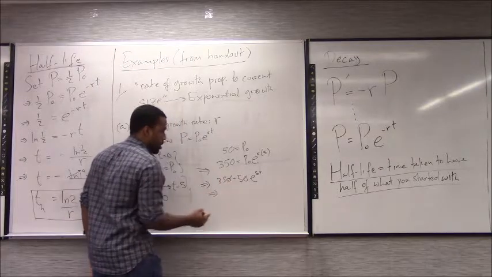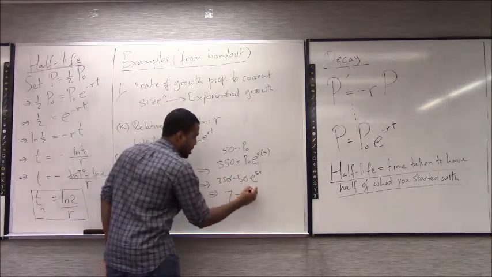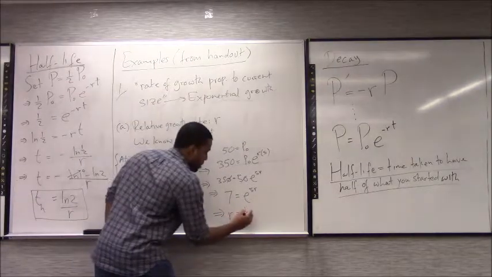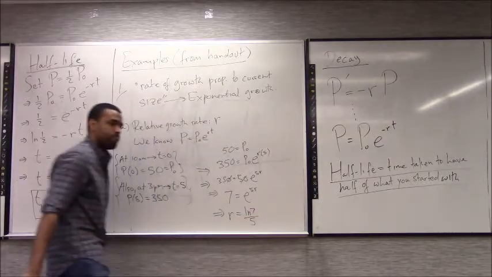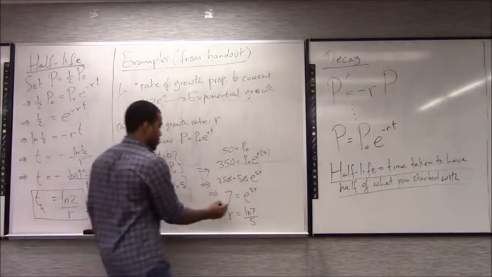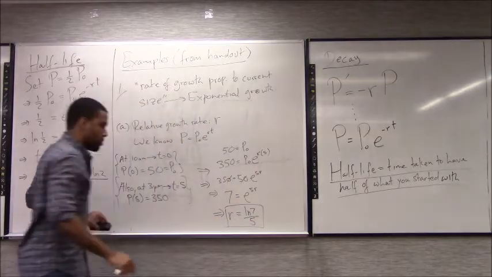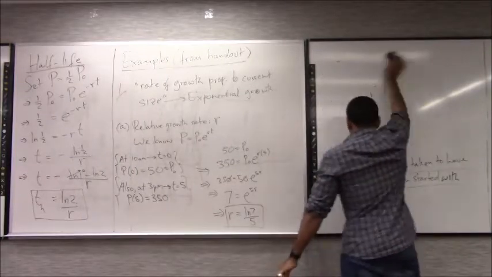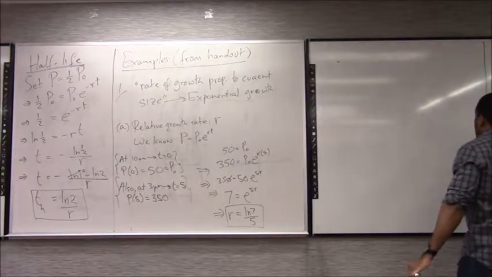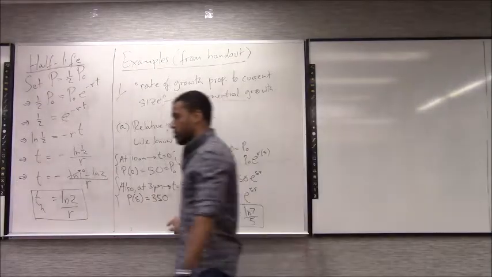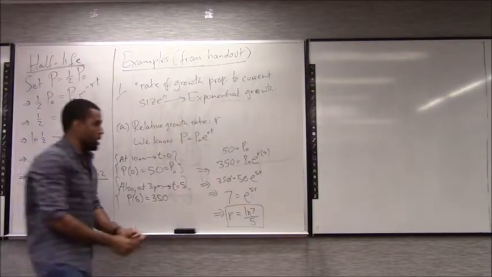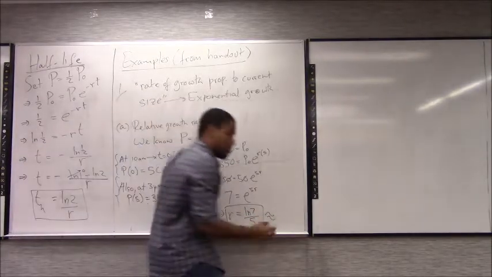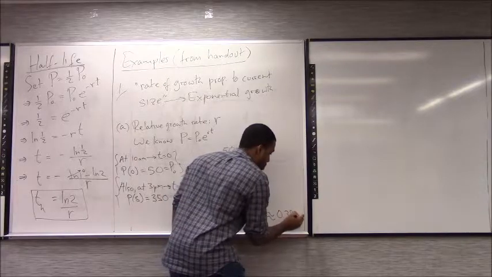So we divide by 10, 35 divided by 5, that's 7 is equal to e to the 5r. This would mean that our r would be ln of 7 divided by 5. And I'd accept an answer like that. You don't have to actually give me an approximation. But if you're curious, and anyone has a calculator, you can tell me what that is roughly. 0.3892.